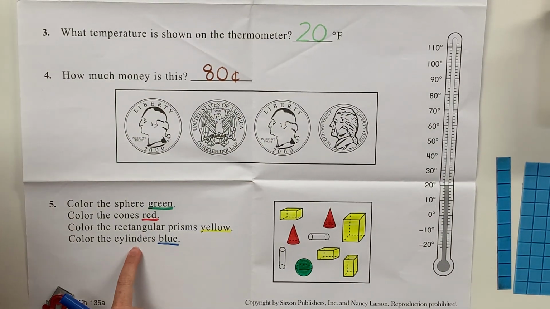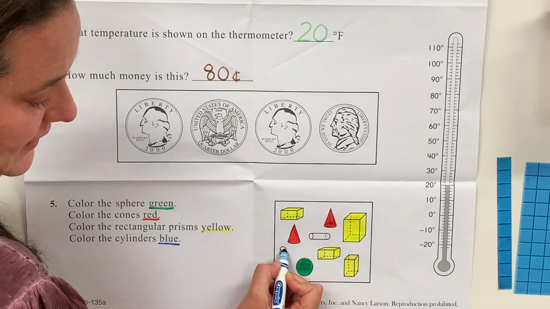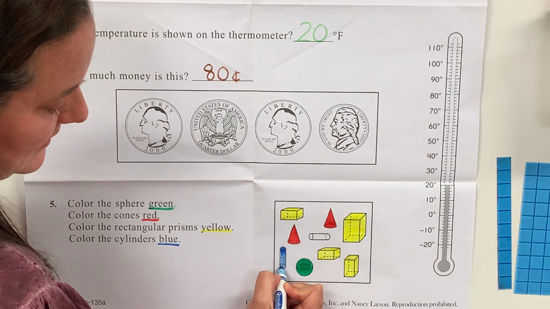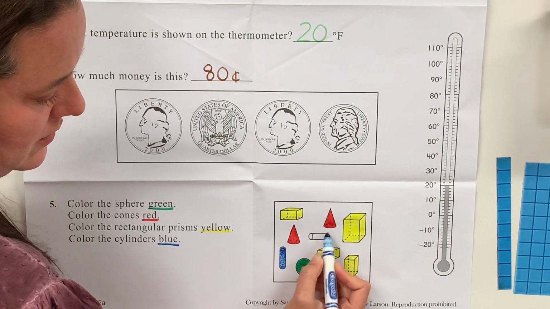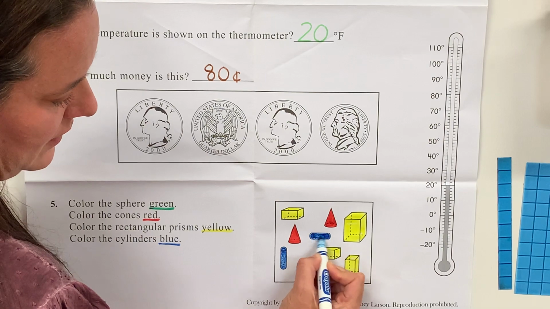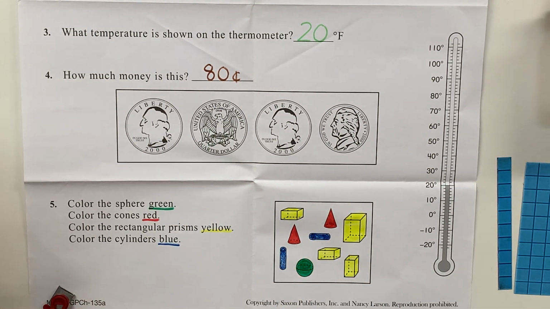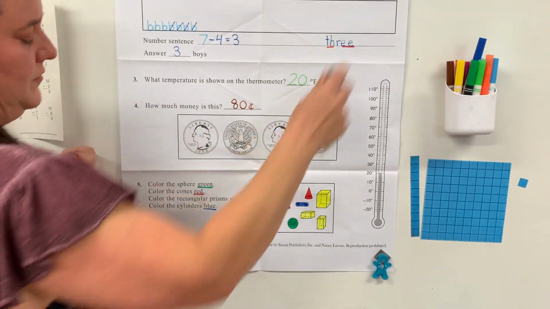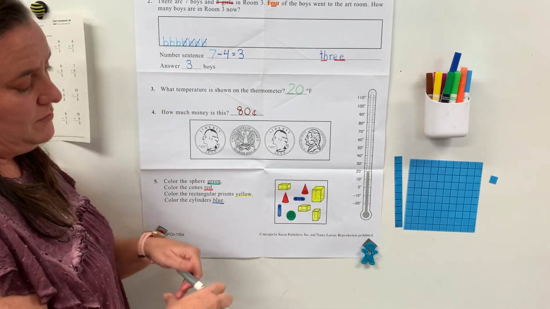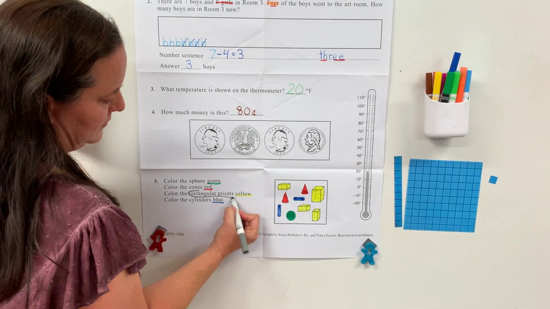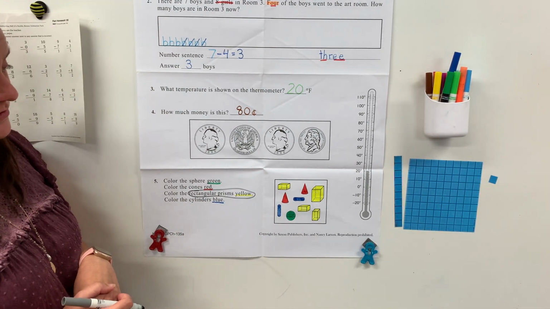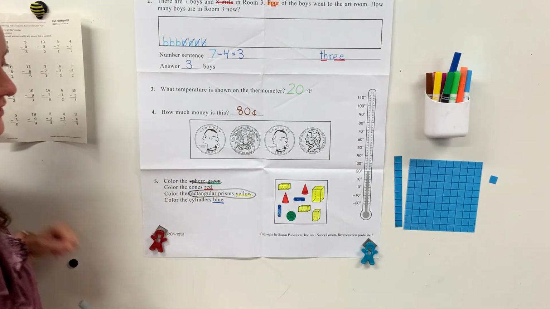Last, we're going to color the cylinders blue. Remember, the cylinders have 2 circle faces and no vertices, and they can do everything. They can slide, they can stack, they can roll. Okay. Let's get out our pencil. Which shape did we have the most of? We had the most of the yellow rectangular prisms. Circle it. Okay. Which one did we have the least of? The green spheres. Cross through it.